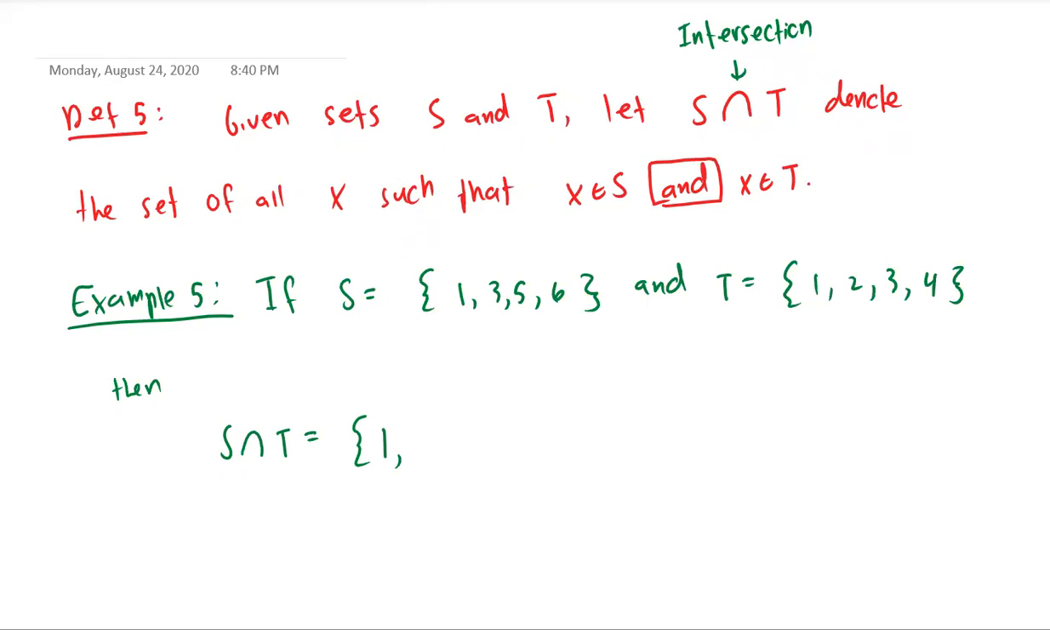3 is in S, and it's also in T. It's in both sets, so we include it. 4, again, is in T, but it's not in S. It's not in both sets, just in one of them, so we don't include it.